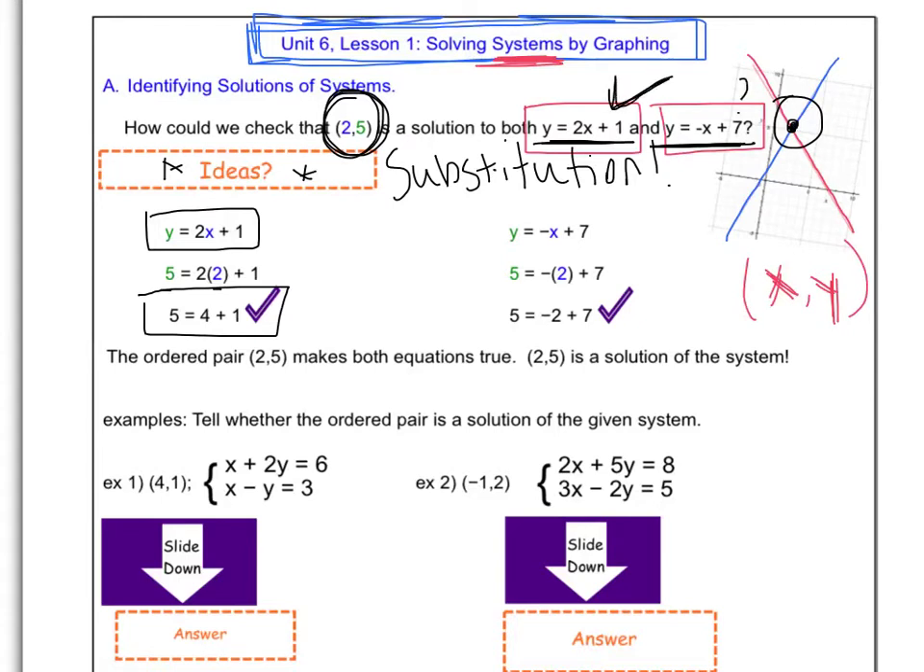What's going on with that one there? All right, so I write down y equals negative x plus 7. That's just my equation. And I plug in 2 for x, I plug in 5 for y. And is it a true statement? Well, yes, of course. 5 is equal to negative 2 plus 7. Okay, that is a true statement.